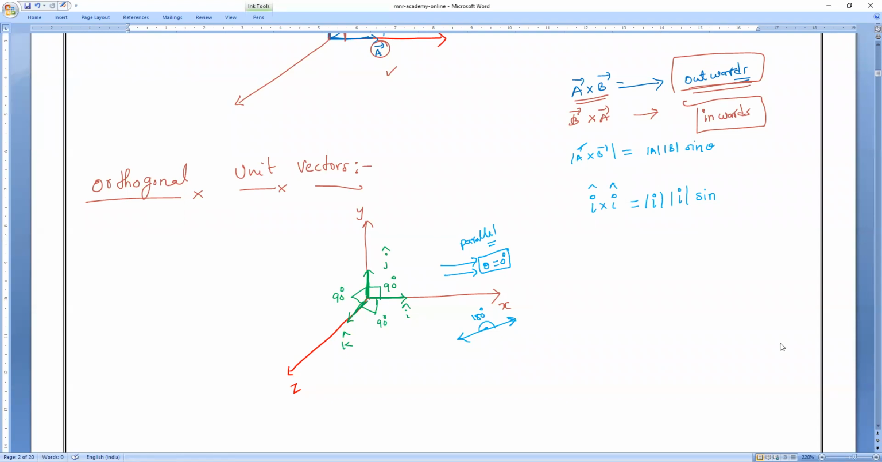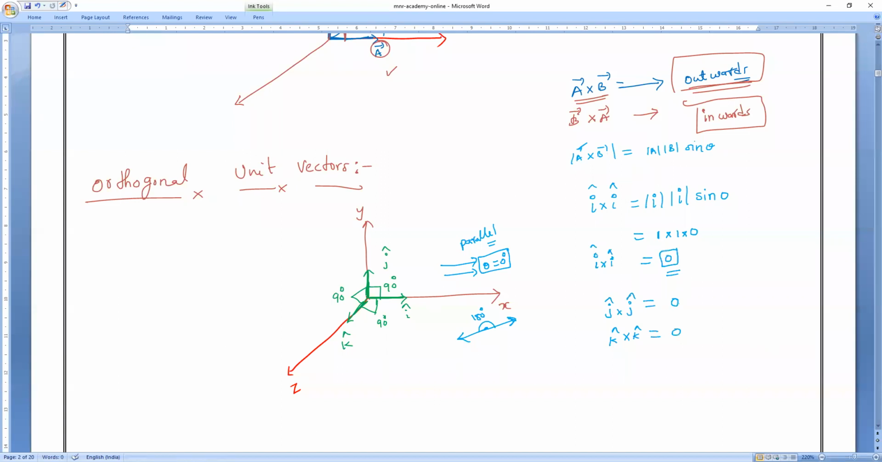So why I'm saying that, we know that sine 0 is 0, and sine 180 is also what? 0. So the angle between them is 0. So mod I vector, what is the value? Unit vector, value 1. 1 into 1 into sine 0, how much? Sine 0 is 0. So I cross I, what is the value? 0. Same way, J cross J, what is the value? 0. K cross K, what is the value? 0. Understood? Yes or no? Clear? Yes, sir.